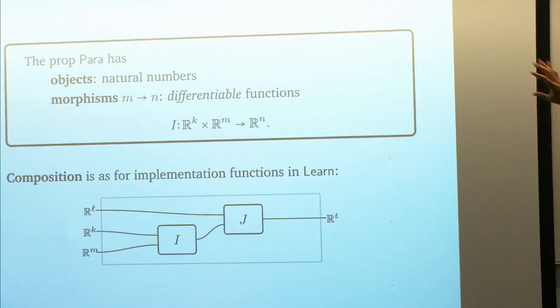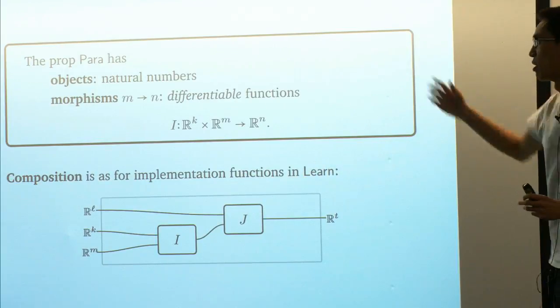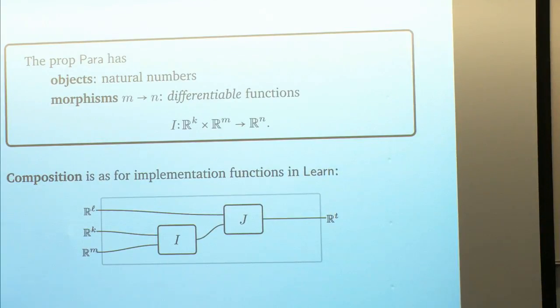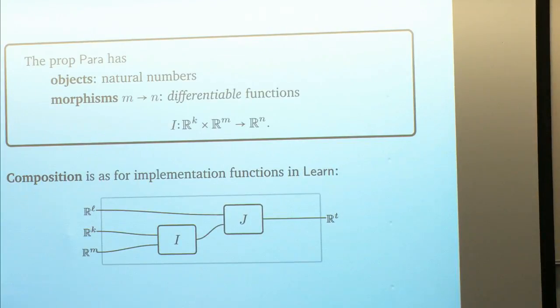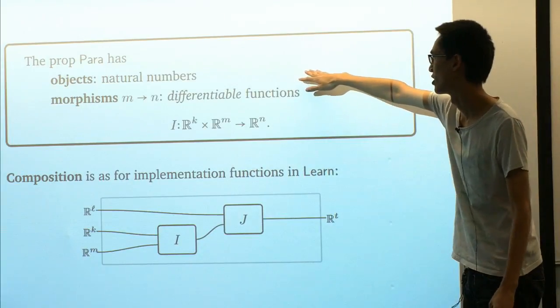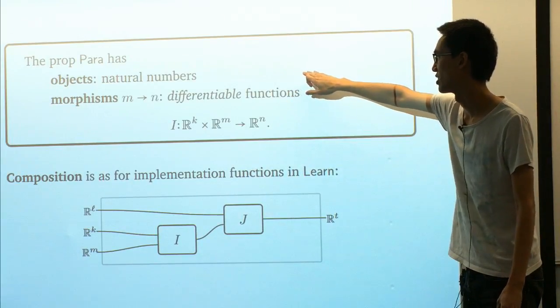So here's a new symmetric monoidal category. In particular, it's a prop. So the objects are natural numbers. And for those who are not familiar with this term, a prop is a strict symmetric monoidal category where the objects are natural numbers and the monoidal product is given by addition on objects. So in particular, it's tautological that the prop Para has objects natural numbers.